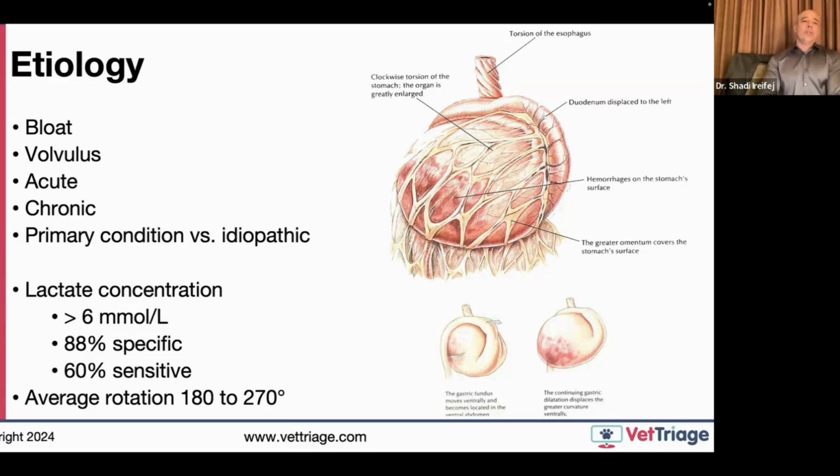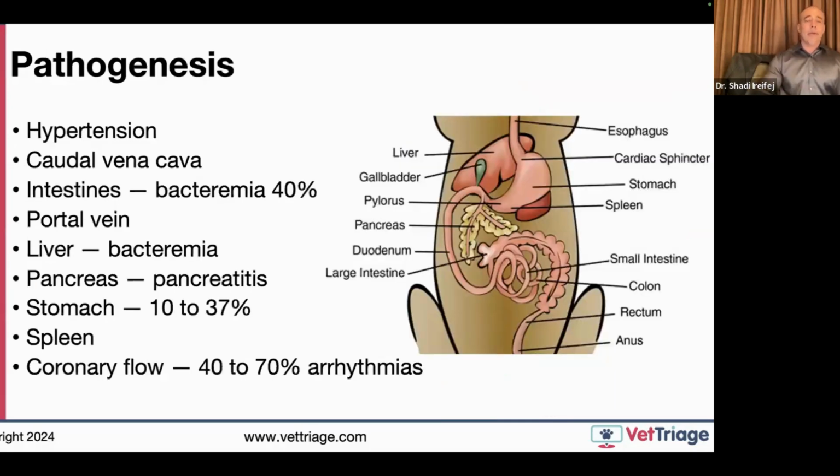A lactate concentration over 6 millimoles per liter is considered 88% specific and 60% sensitive for diagnosing necrosis. The average rotation is 180 to 270 degrees. So this really is considered a systemic disease.